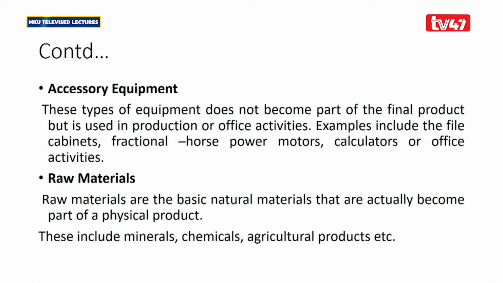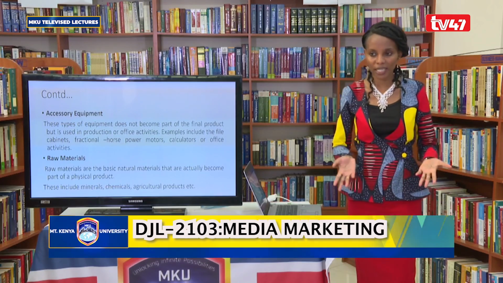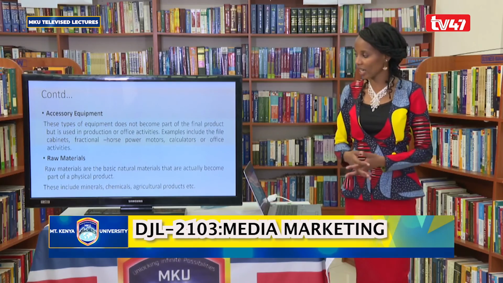We also have the raw materials. With the raw materials, they are just the basic natural materials that become part of the final product. And these include the chemicals that are used in different organizations or even in different industries. They are mixed together for the purposes of having the final product. Or even the agricultural products, they are purchased and they become part of the final product.